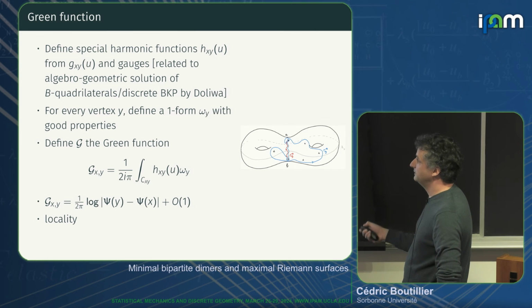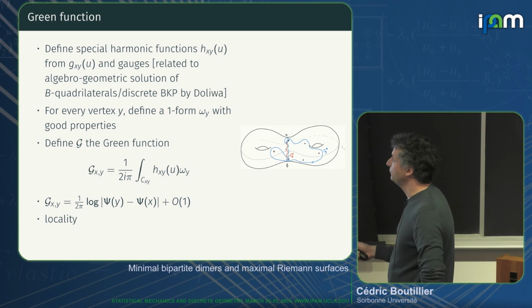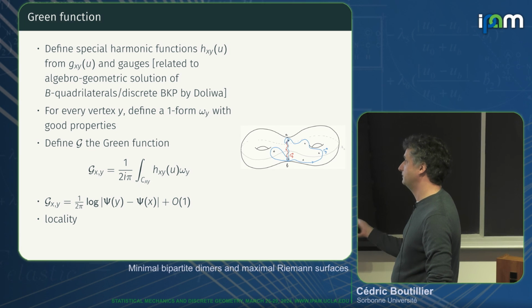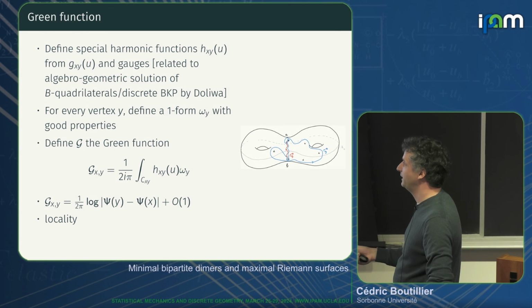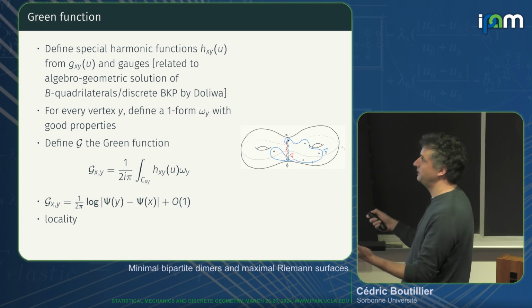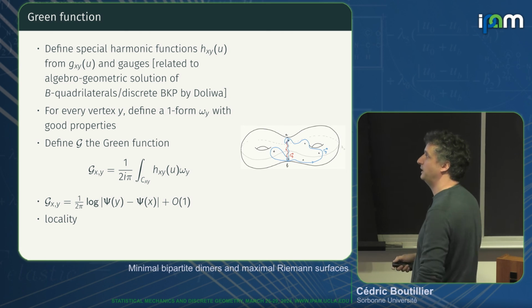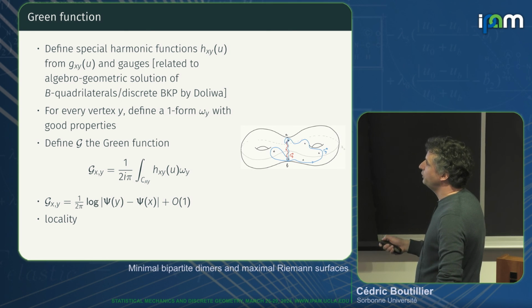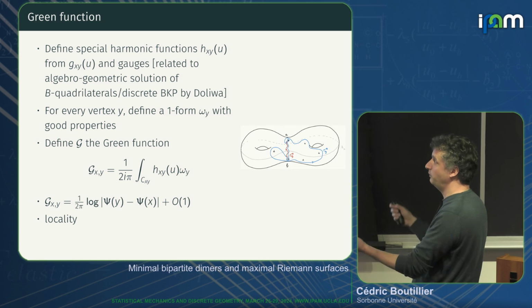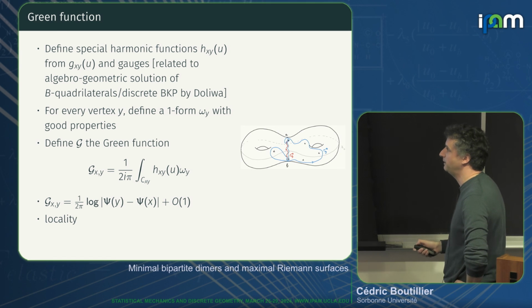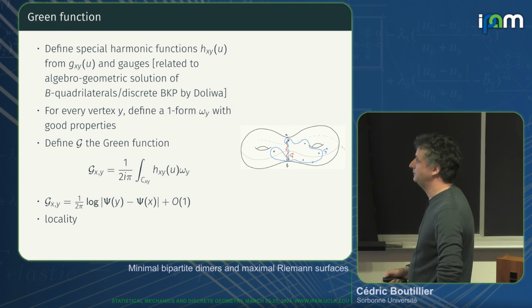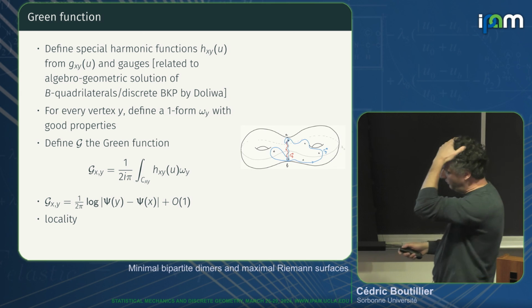And so we can construct in this setting the Green function. It's very similar to Kenyon's construction in the isoradial case. You first define a family of special harmonic functions which are related to the function G we had before, with the same gauges. And it turns out that these functions appeared in some problem of discrete geometry studied by Doliwa 15 years ago, something like that.